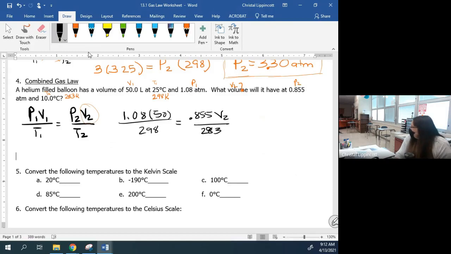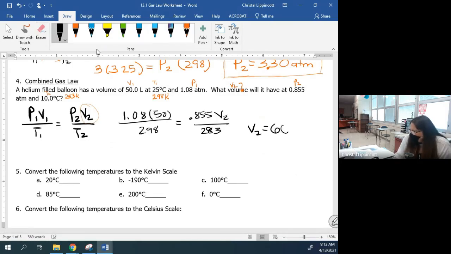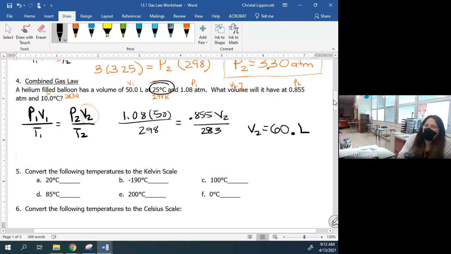All right, did you get it set up right? 283, 1.8, 50. All right. Did you get 2 sig figs? V2 equals 50. No, I got around 60 point to give me 2 sig figs, liters. 60 liters? Everybody good? Wait, why is there only 2 sig figs here? Right here. Oh, okay. I knew there was.